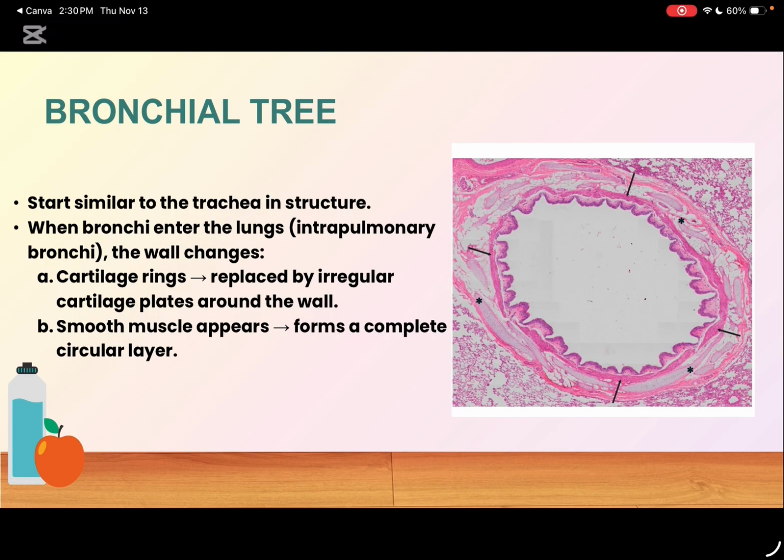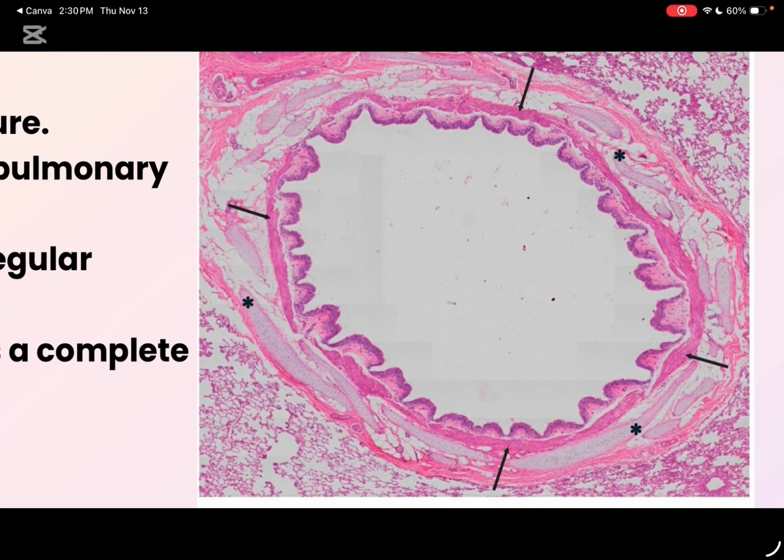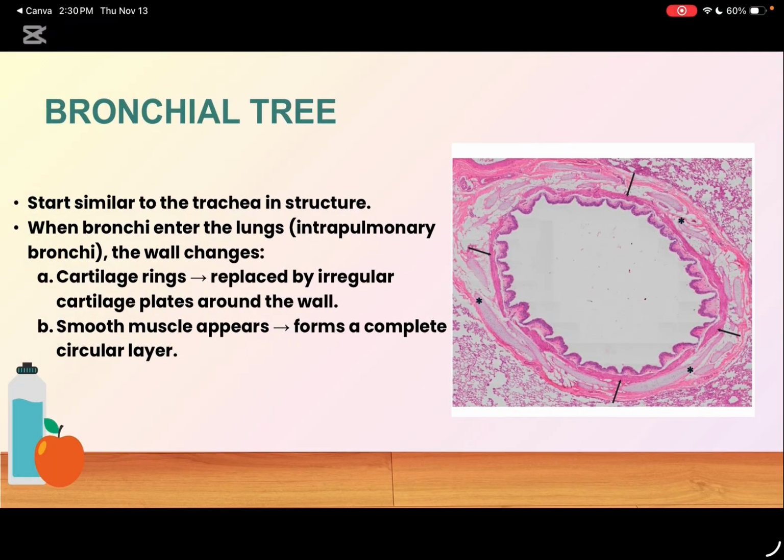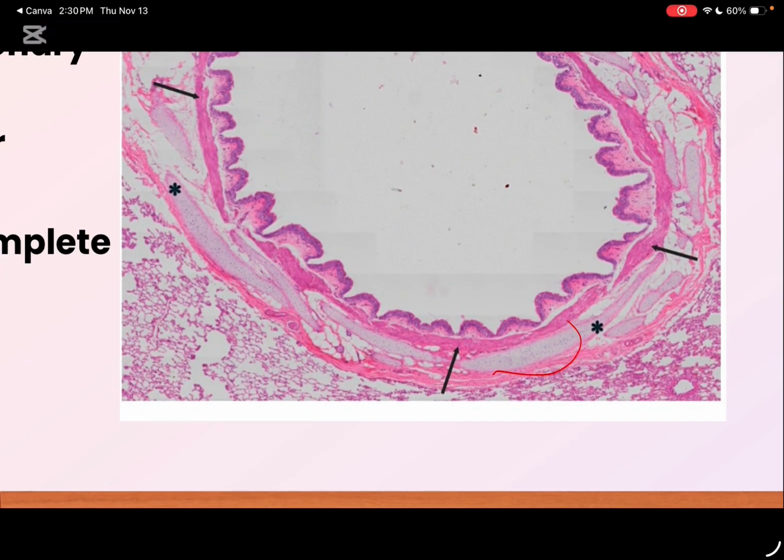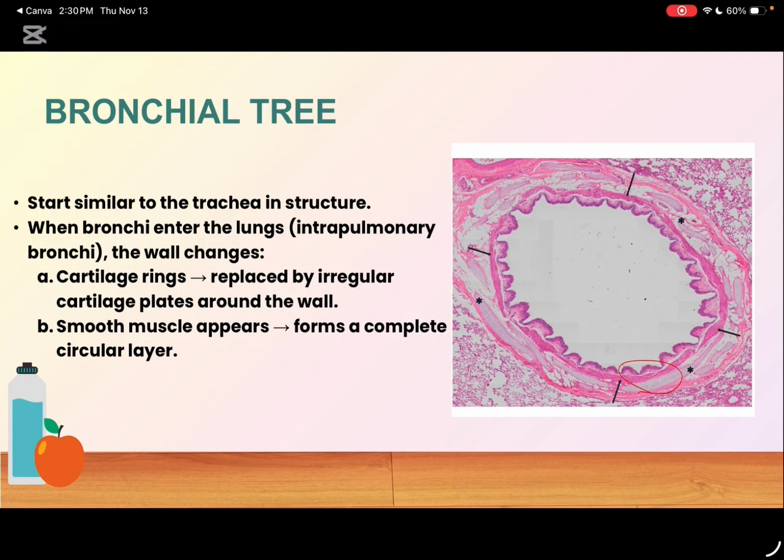Moving on. This is what? This is a bronchus. How do we know? Hyaline cartilage. Right away, it's a giveaway. It starts similar to the trachea in structure. It's similar, but the trachea has C-shaped cartilage. And when the bronchi enter the lung, the wall changes. The wall becomes altered, not in a negative way, but it changes.